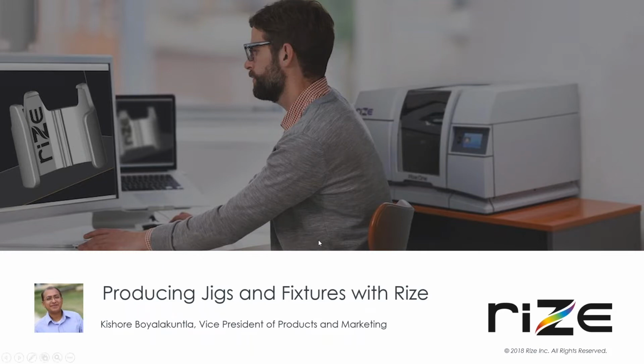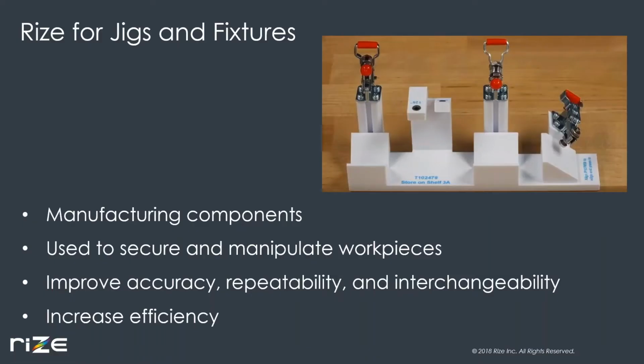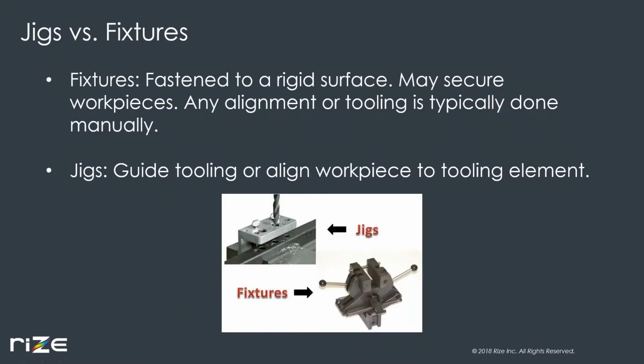Okay, so we talked about why RIZE. Here's an example of jigs and fixtures created in RIZE. Basically, we are using it to secure and manipulate workpieces, improve accuracy and interchangeability, and obviously increase efficiency. The first 3 or 4 slides will move through quickly.